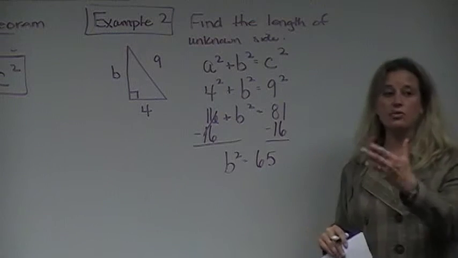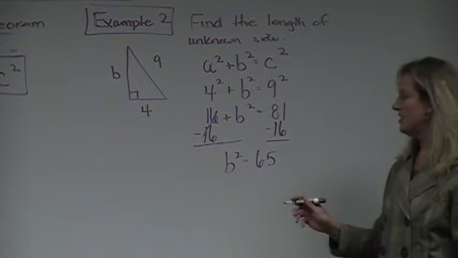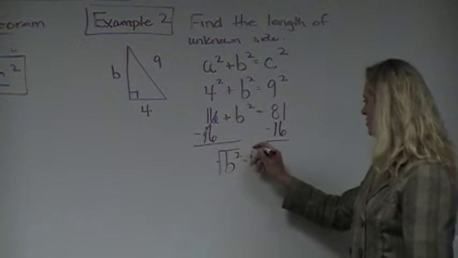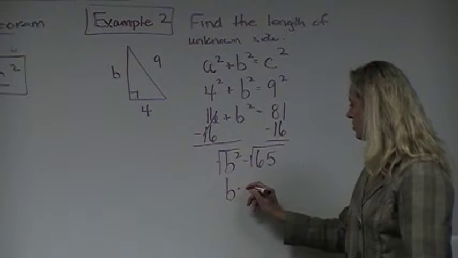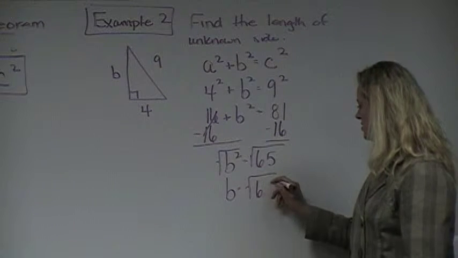Good. How do we get rid of a square now? You take the square root, right, Tom? Take the square root of both sides. We get B is equal to the square root of 65.